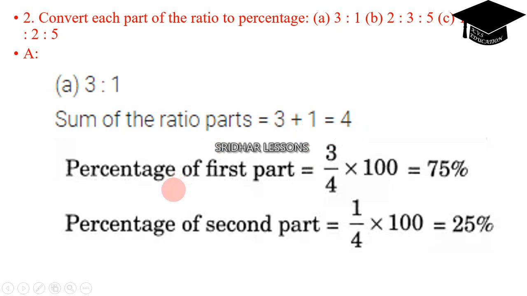And to calculate the percentage of the first part, it is 3 by 4 into 100, and upon cancellation we get 75%. Similarly, the percentage of the second part is 1 by 4 into 100, which is equal to 25%.